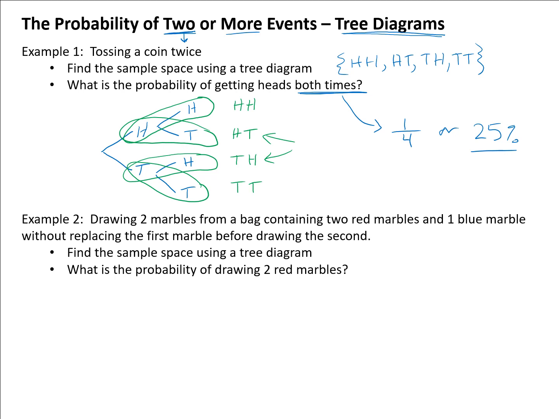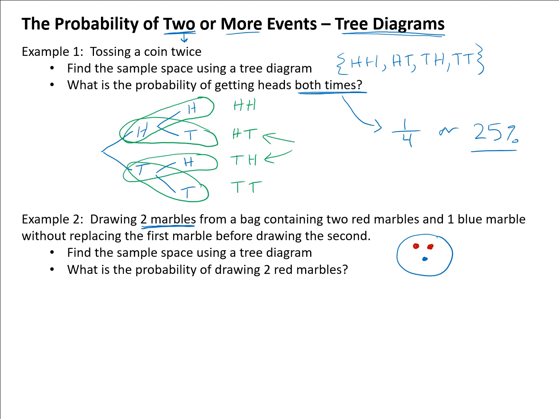In our second example, we're going to look at drawing 2 marbles, so again 2 events, from a bag containing 2 red marbles and 1 blue marble. We're going to do this without replacing the first marble before drawing the second. So let's look at the situation with a tree diagram. Our first branching, we have all 3 marbles in the bag. So I've got 2 red and 1 blue marble in the bag in my first draw.